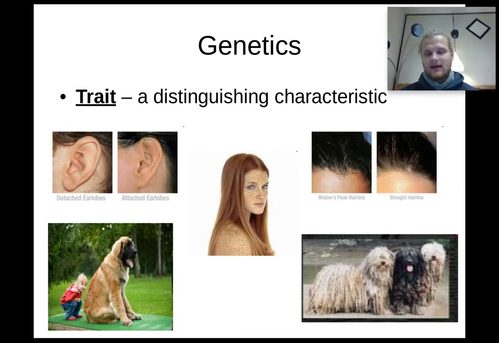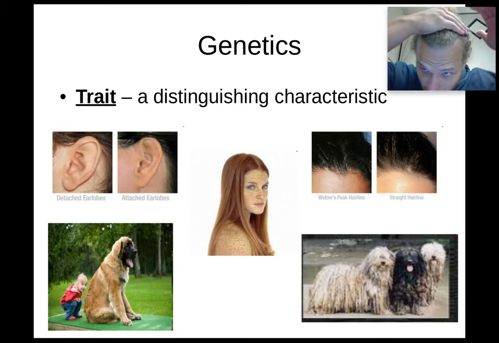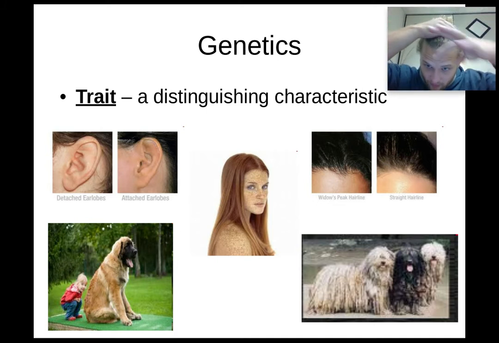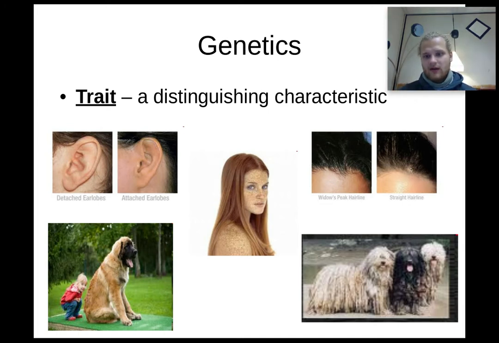Let's talk about traits. A trait is a distinguishing characteristic, whether it be curly hair or detached earlobes. You can see the earlobe down there, whereas it's attached to the side of the head. Or a very large dog in its fur compared to these different coats that you can have. A widow's peak. I have a widow's peak. You can see my hair just juts out a little bit, looks a little sharper than it does with a straight hairline. Freckles would be an example of a trait. It's a distinguishing characteristic.